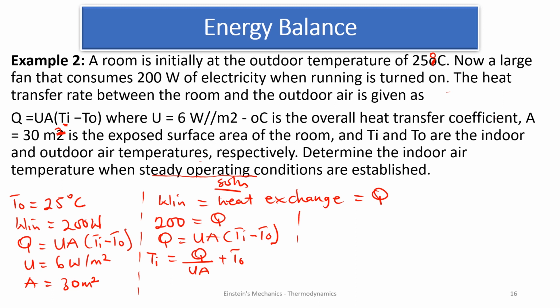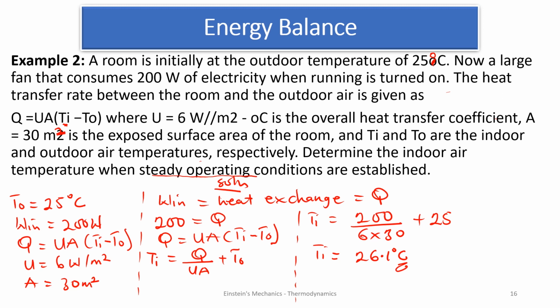So I can do my substitution, where Ti, the indoor temperature, is equal to my Q, 200 on U. We have U to be 6 and A to be 30, and our outdoor temperature was 25. You can work in Kelvin, but still you get the same answer. And our Ti will be given as 26.1 degrees Celsius, because of the Celsius we worked in, the answer should be in degrees Celsius. Are we good?